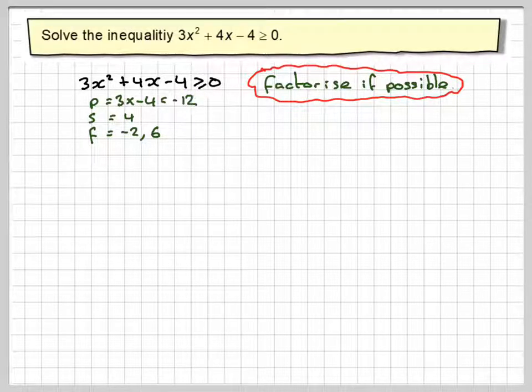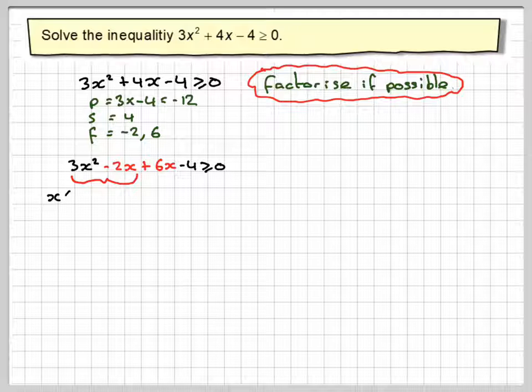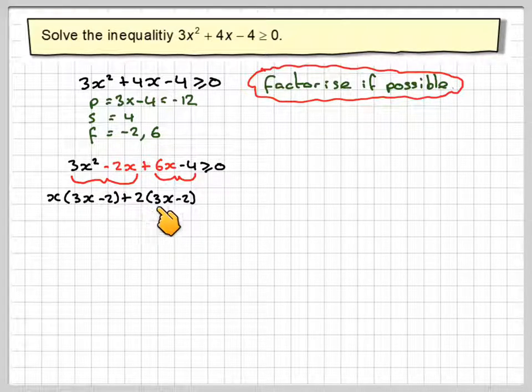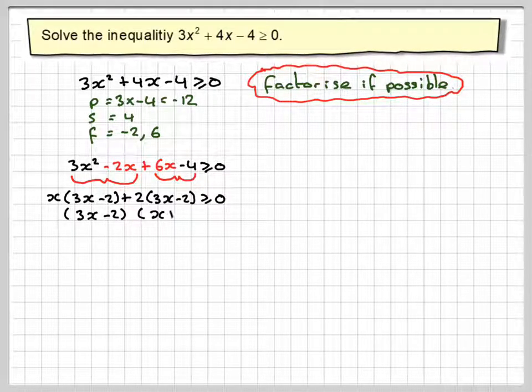We now take our quadratic expression, write down 3x squared, and we split 4x into minus 2x plus 6x minus 4 is greater or equal to 0. We group together the first two terms, the common factor of x, so we get x(3x minus 2). Bring down the plus, and then write down 2 is a common factor, and write 3x minus 2. We notice here and here we have the same factor, so that can now come out. And then we get (3x minus 2)(x plus 2) is greater or equal to 0.